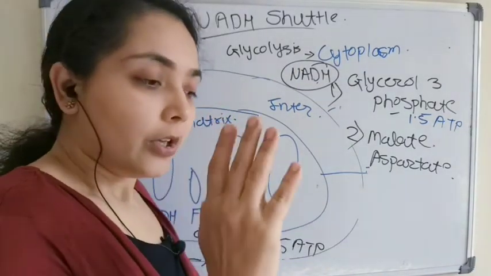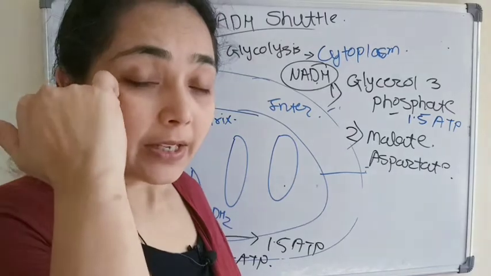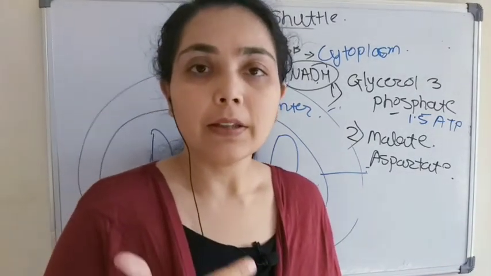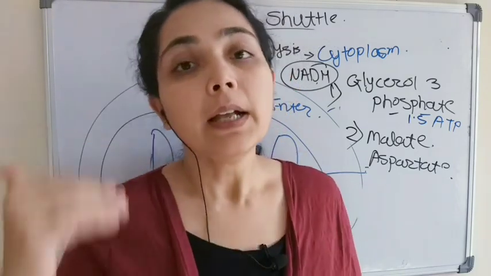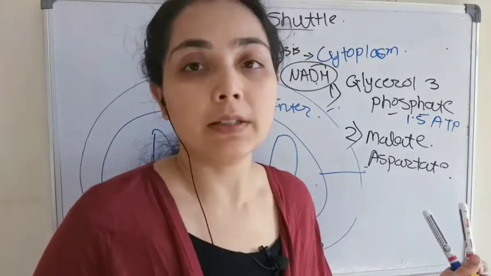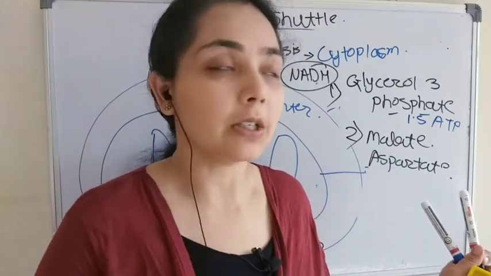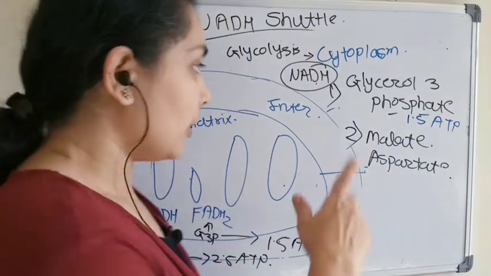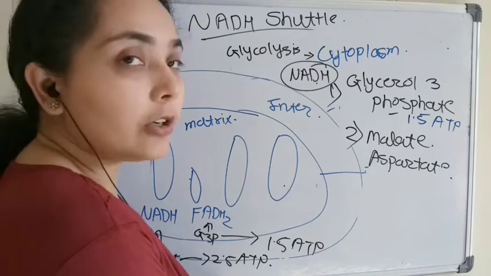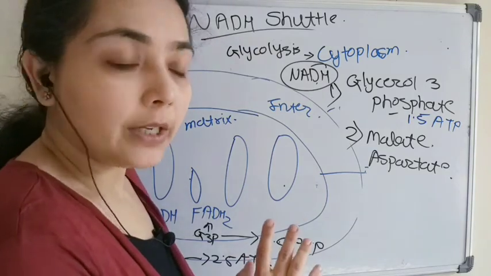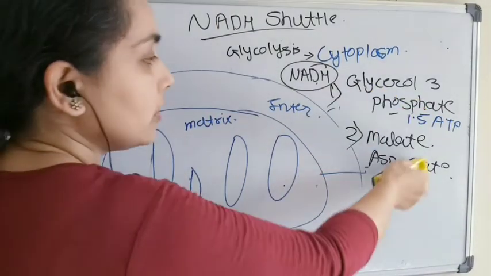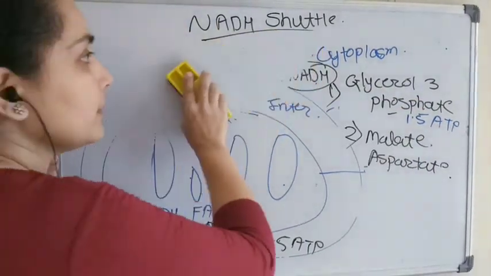You can see that in various exams this question has been asked: cytosolic NADH produces less ATP as compared to the matrix NADH. That depends upon which shuttle system it will take. So depending upon that, we will get various values like 1.5 ATP, and with malate aspartate 2.5 ATP. Got it? Now we will discuss these two shuttle systems in detail, that is glycerol 3-phosphate and malate aspartate.